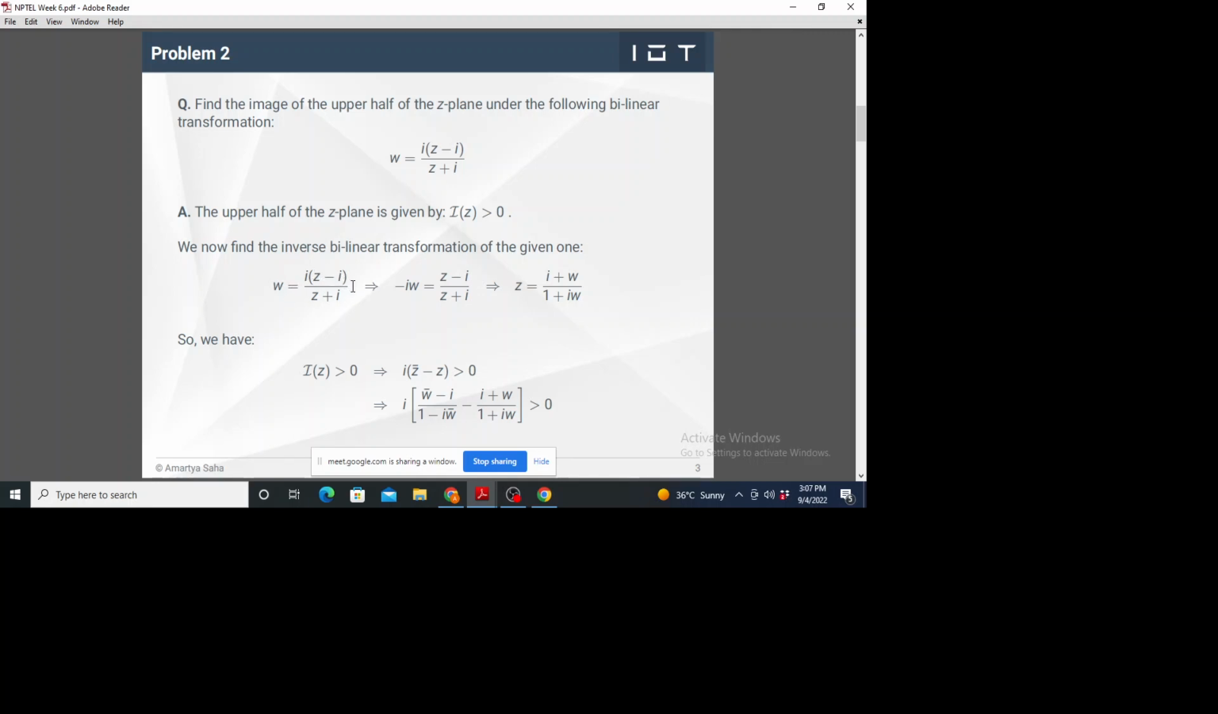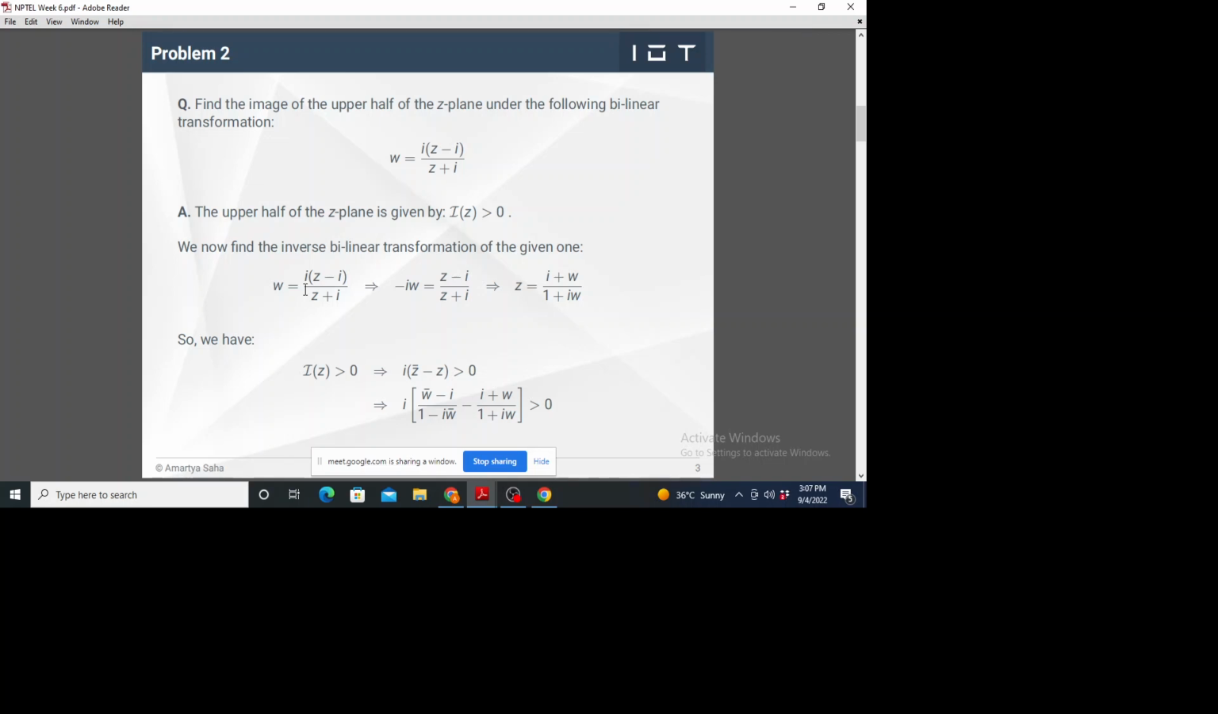So we are already given this. This is the question. And then I have expressed z in terms of w. So we are given w as a function of z. Now I am inverting this relation to express z as a function of w, because we are given a restriction on z. So we need to utilize that.